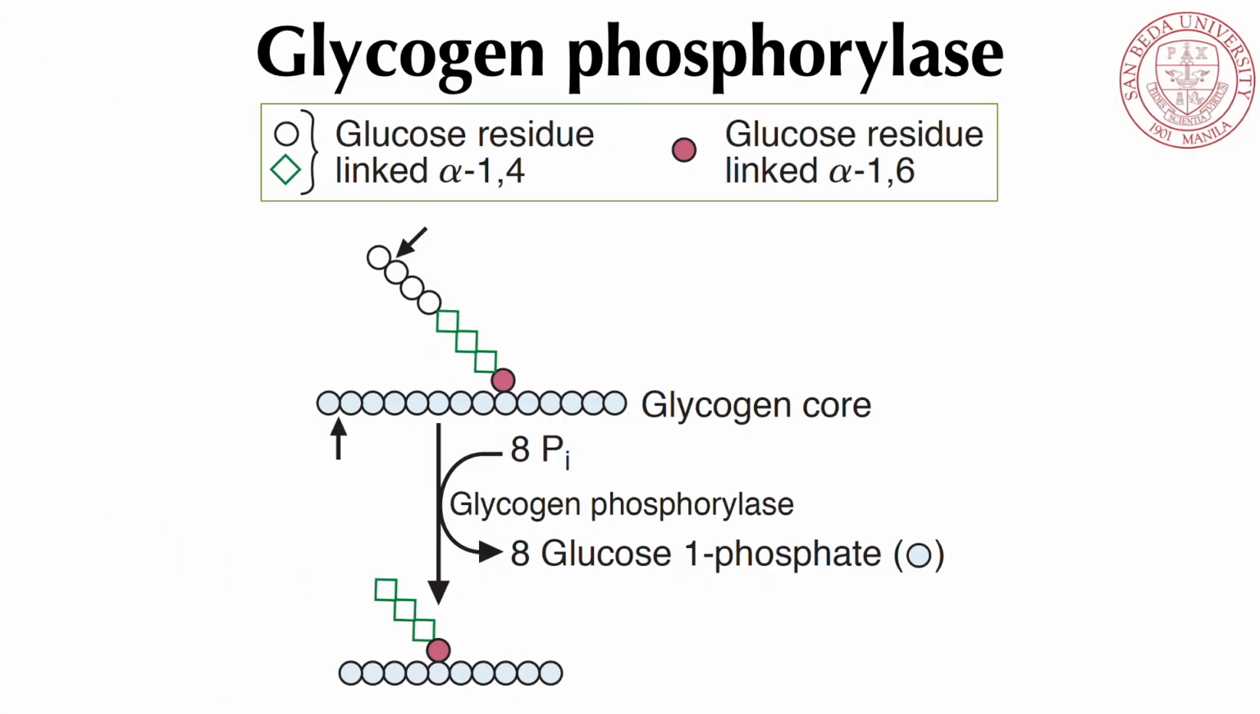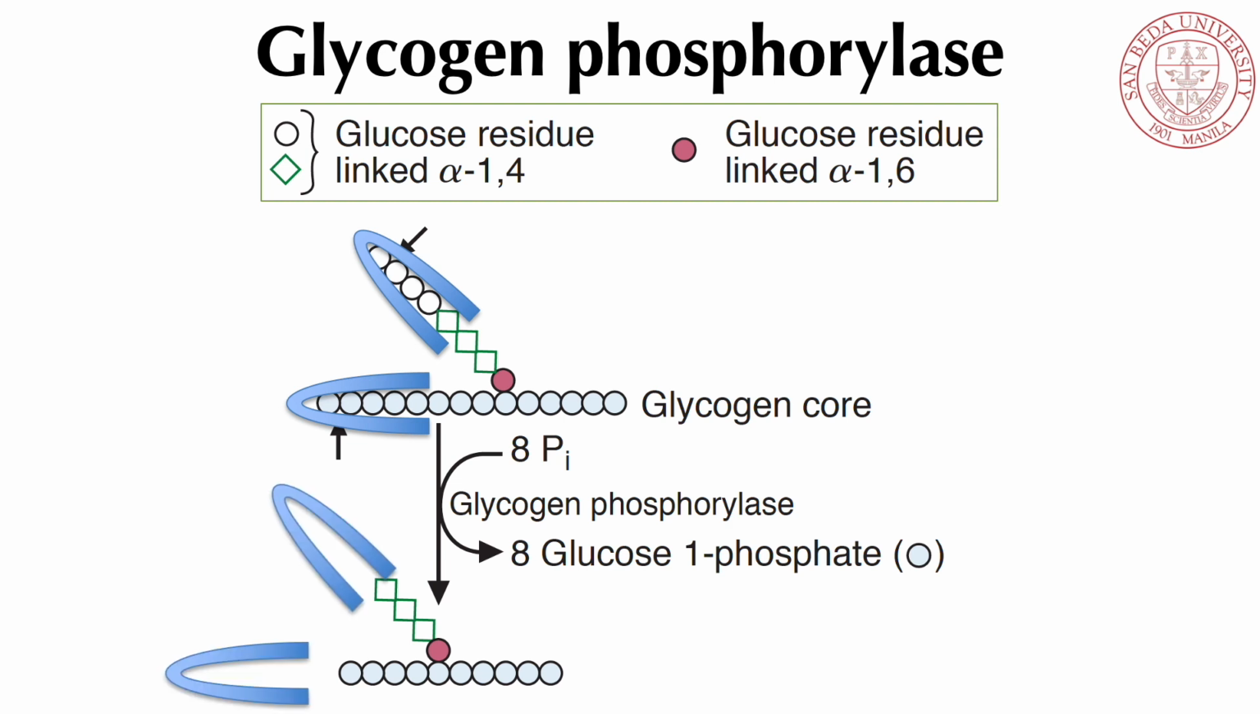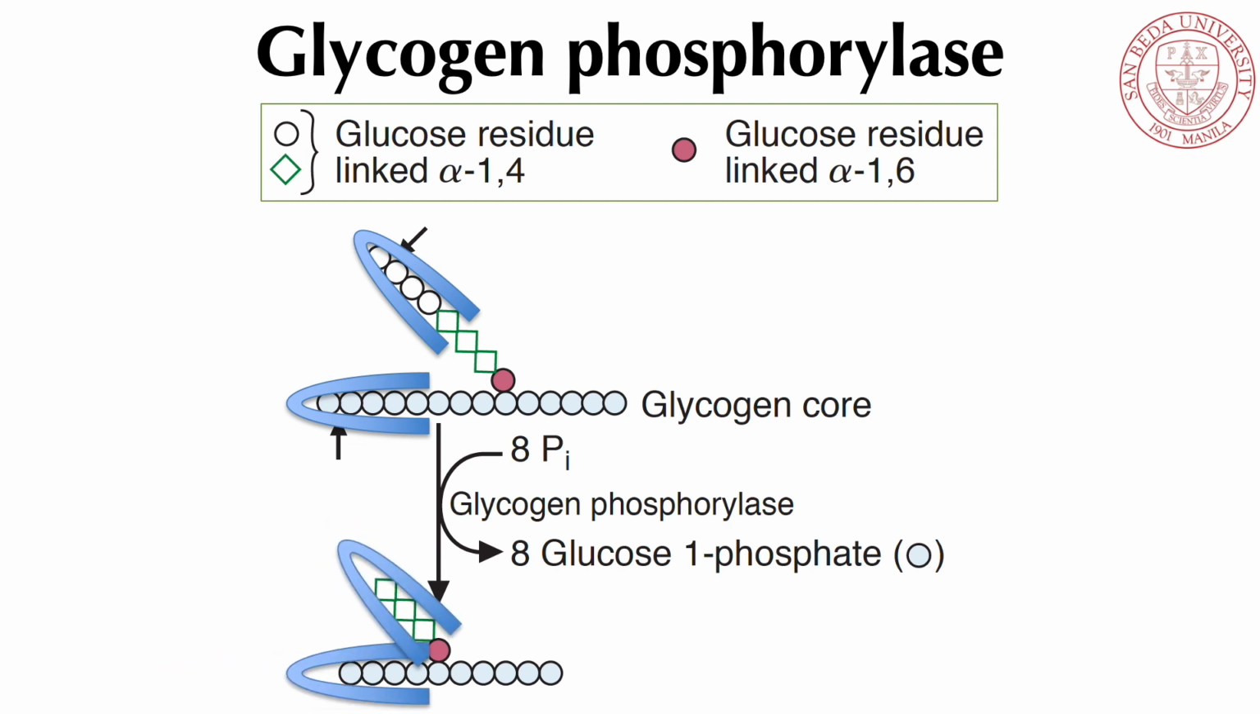Glycogen phosphorylase has a limitation, however. We let each of the blue structures here represent one glycogen phosphorylase enzyme. As long as the chain is more than 4 glucosyl residues long, it performs its function just fine. The problem occurs when only 4 glucosyl residues are left in the branch or branches.